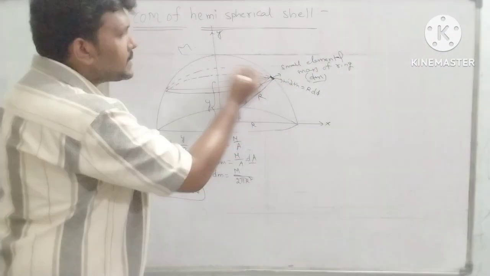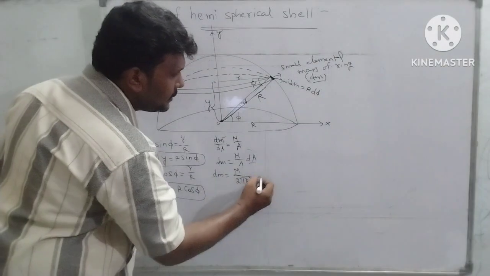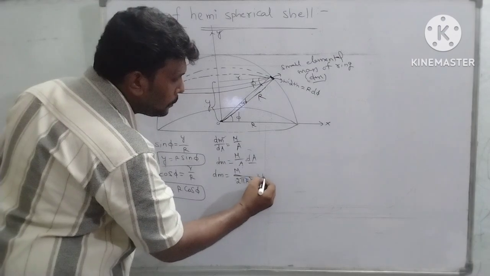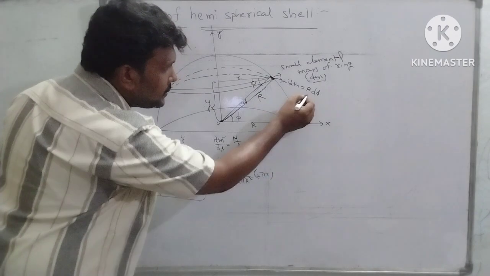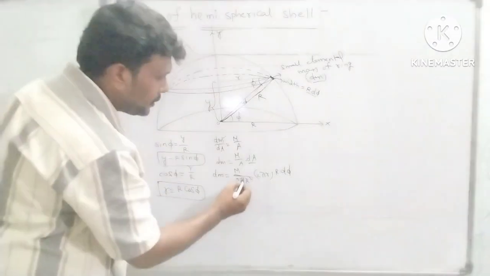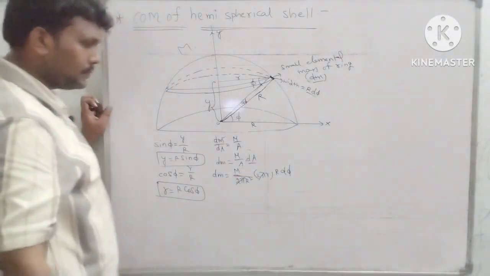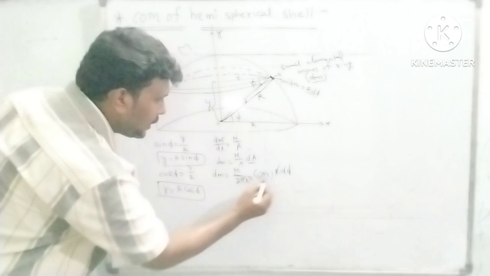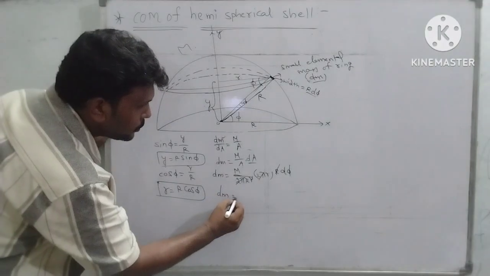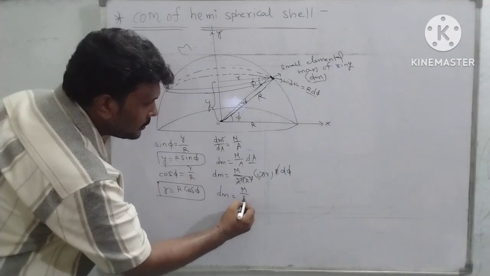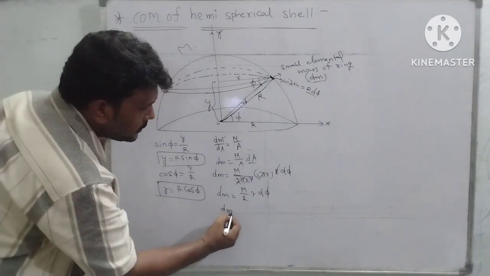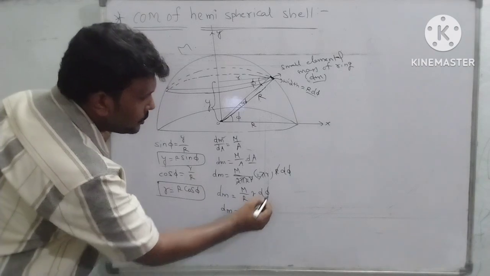And the length of this ring is 2 pi r. So you write here dA is the length into width. Length of the ring is how much? 2 pi small r, and width is R d phi. Here 2 pi gets cancelled, and here one capital R gets cancelled. Finally you can write dm is equal to M by R, small r into d phi. Then dm is equal to capital M by R into, here what is small r?